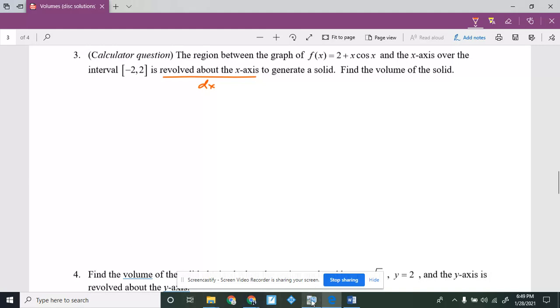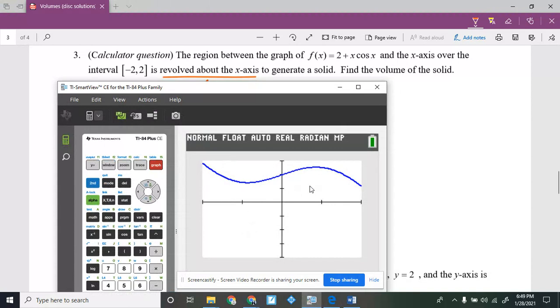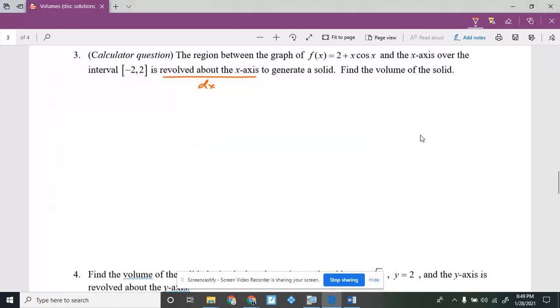So, all right, if you go to your calculator, I already did it for us. I adjusted my y, so I got a little bit more curvy looking features here. And this is from -2 to 2, right? So this is the region and the x-axis that I want to revolve. Okay, so that's what the shape looks like.